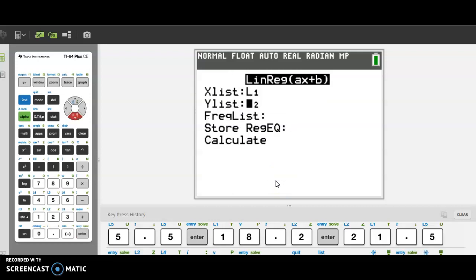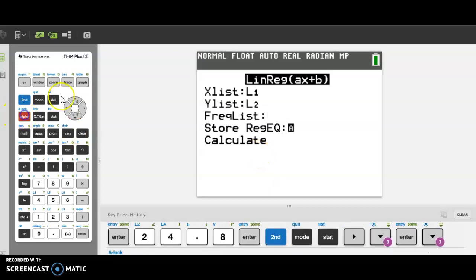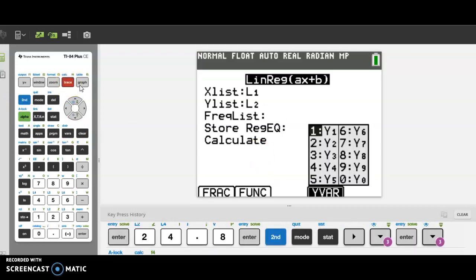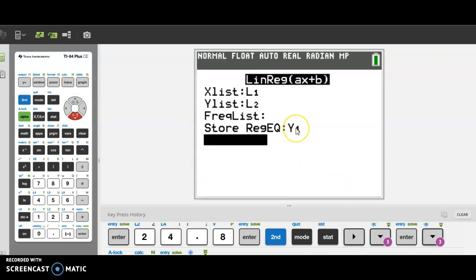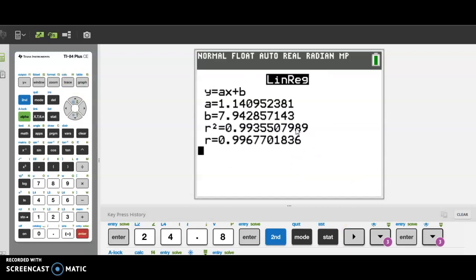The X is where my list 1 is, my Y is where my list 2 is. And I'm going to hit alpha trace, and I like to store that equation into my graphing calculator. You don't have to do this. But when you hit enter, you'll see the better answer than what I came up with. Because remember, my answer was y equals 1.2. Well, the better answer is y equals 1.141, and then the y-intercept is about 7.943.